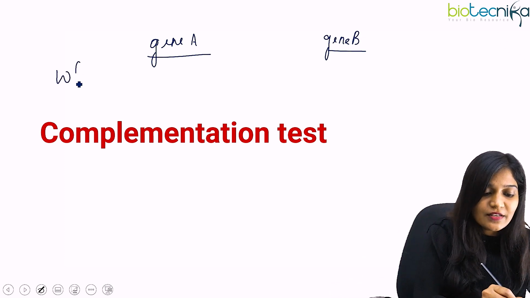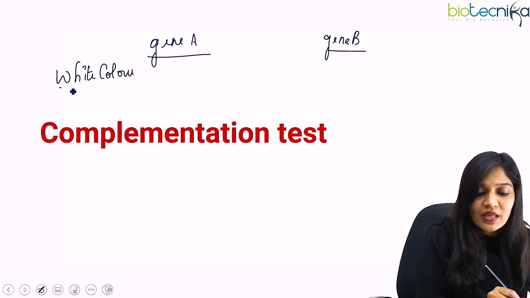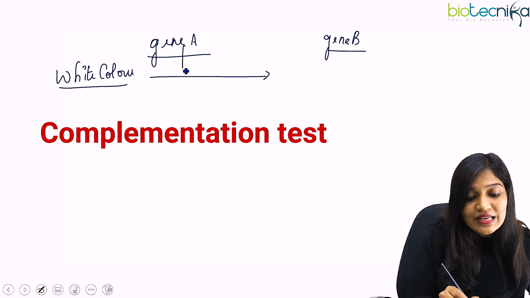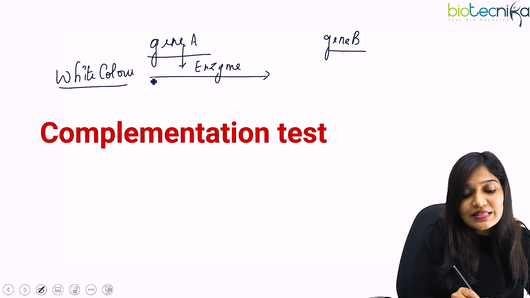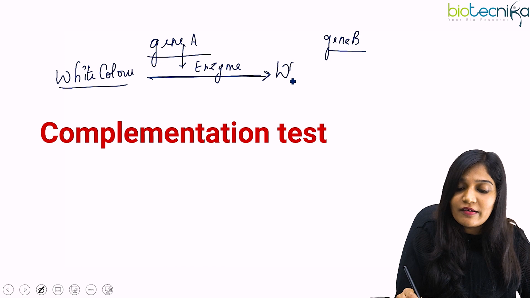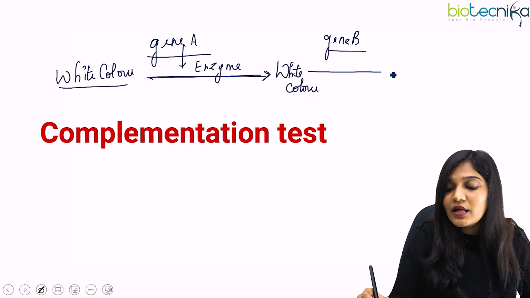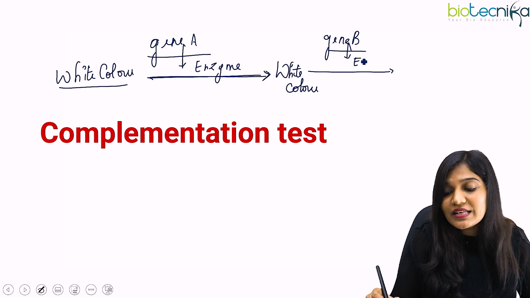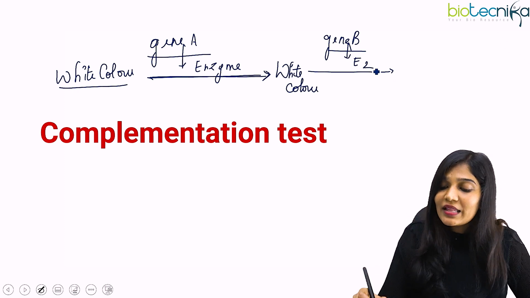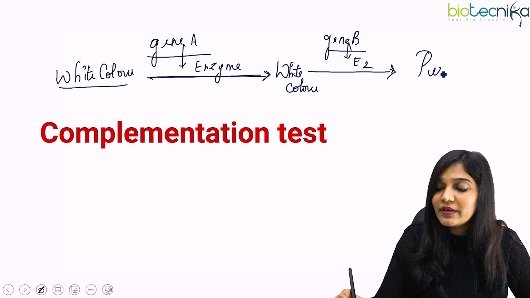Suppose let's consider there is a flower, which is white in color. Whenever gene A is expressed, it is going to produce one enzyme, and this enzyme is going to give some white color. Gene B is going to produce enzyme 2, and this white color changes into purple color.